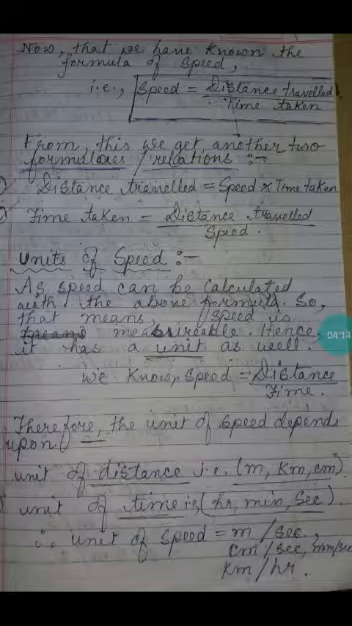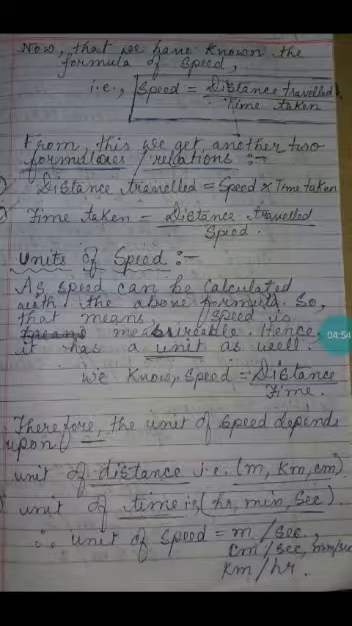Let's move forward to our next subtopic, that is units of speed. Speed can be calculated by the following formula, right? So, as speed can be calculated with the above formula, that means speed is measurable. Yes, we can measure speed. Hence, it has a unit, right? Anything that is measurable, we know it has got a unit as well. We know speed equals what? Distance traveled divided by time taken, or distance divided by time.